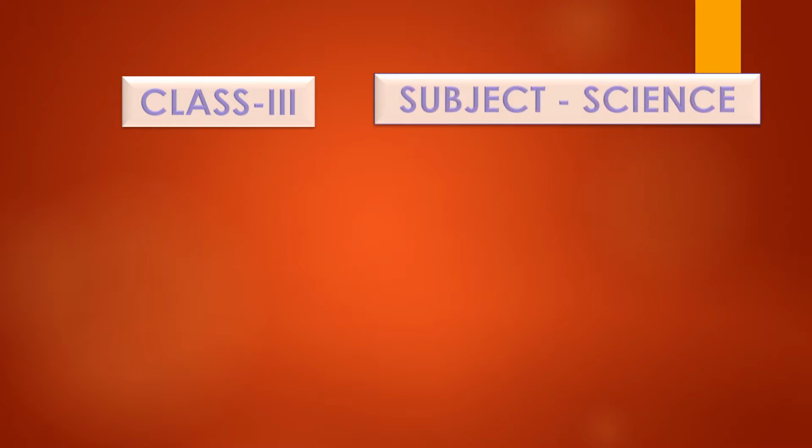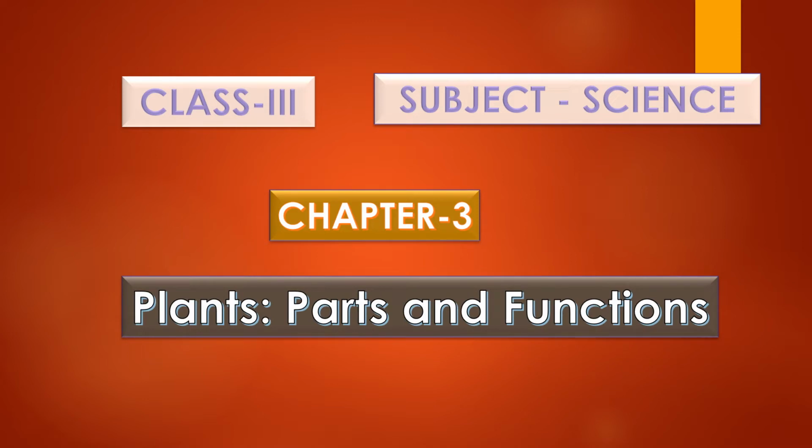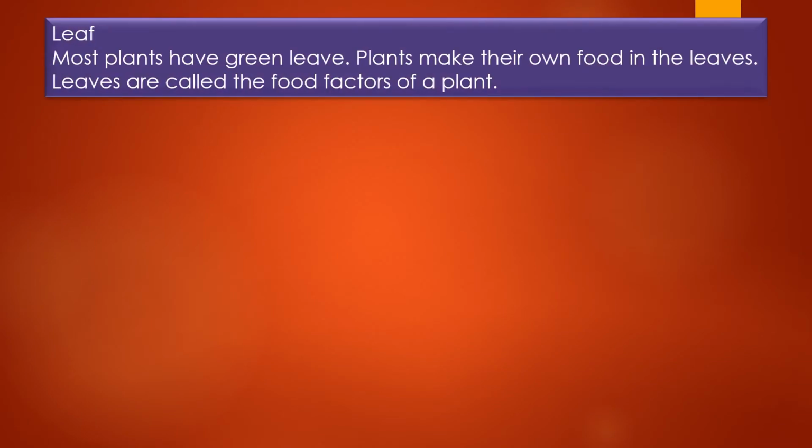Today again, we are going to continue chapter number 3. The name of the chapter is Plants and Parts and Functions. In the previous class, we have learned about the system of roots and stems. Today we are going to learn about the leaf. So what is a leaf?